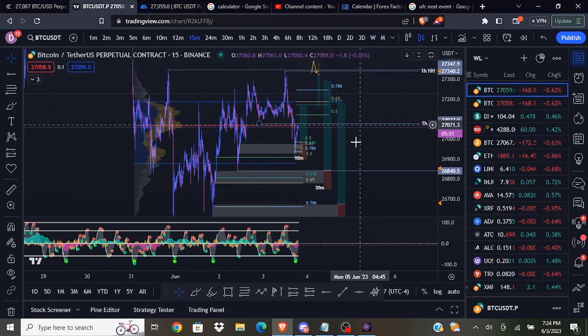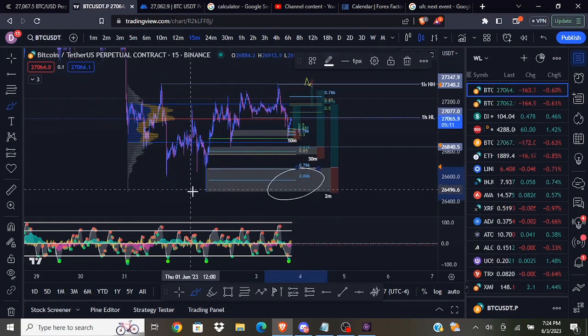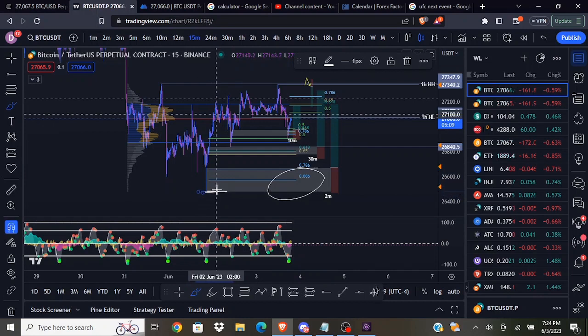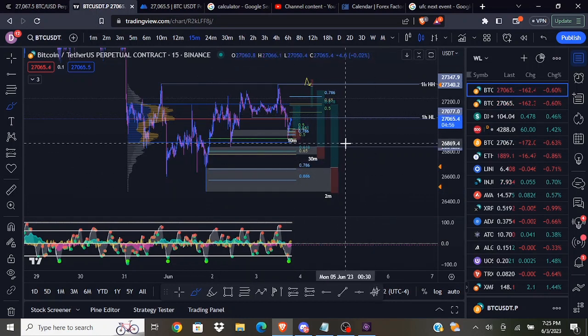I have that idea marked out. And yeah, aside from that, my plans have not changed. I may be interested in this area down here, and I will definitely be interested in the low. So I'll check back in a little bit if anything happens.